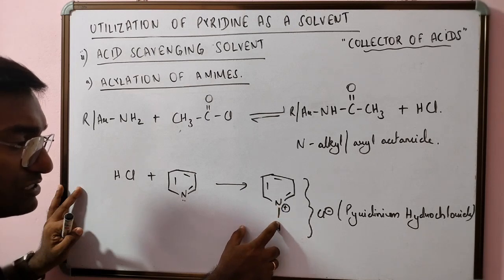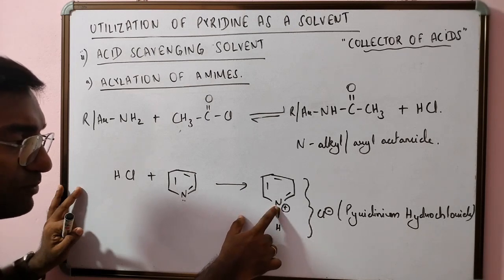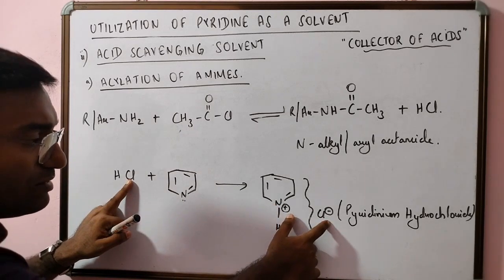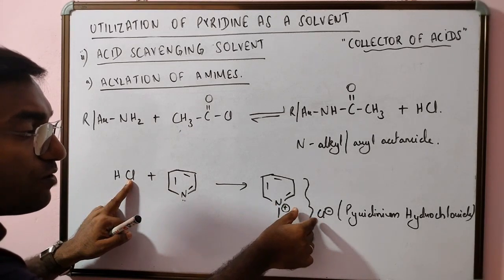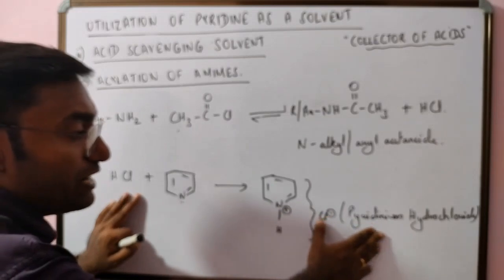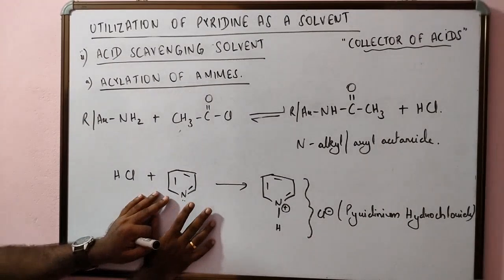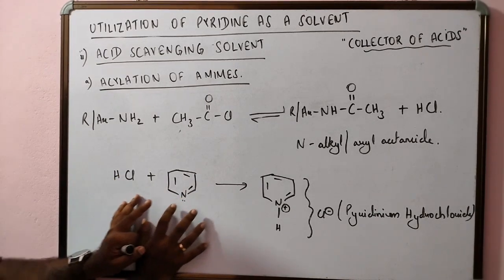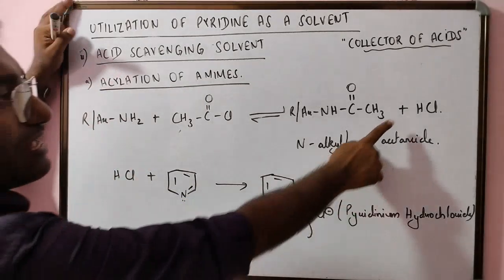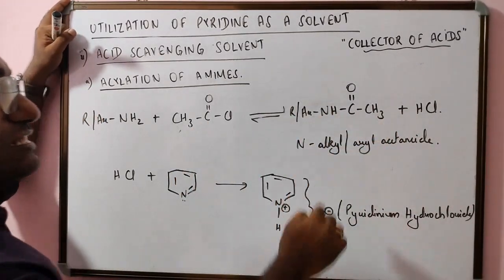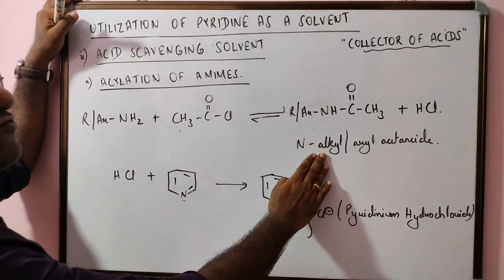Because the nitrogen atom lost its pair of electrons to hydrogen, it develops a positive charge. It is this positive charge on the nitrogen atom which now attracts the Cl minus ion towards itself, forming an ionic bond and thus resulting in the formation of a salt, which is pyridinium hydrochloride. To sum up, the pyridine has collected the acid, or consumed the acid in its cells, leading to the elimination of the byproduct and propelling the reaction forward, thus increasing the yield of our product.